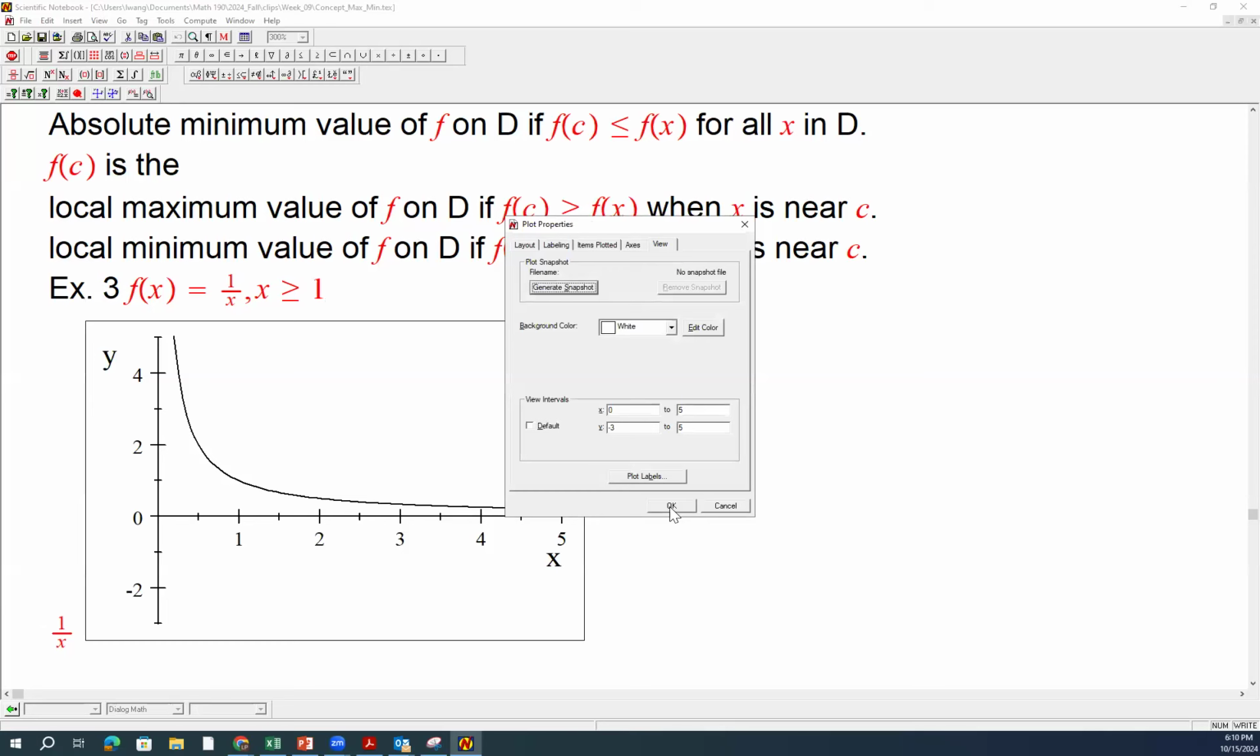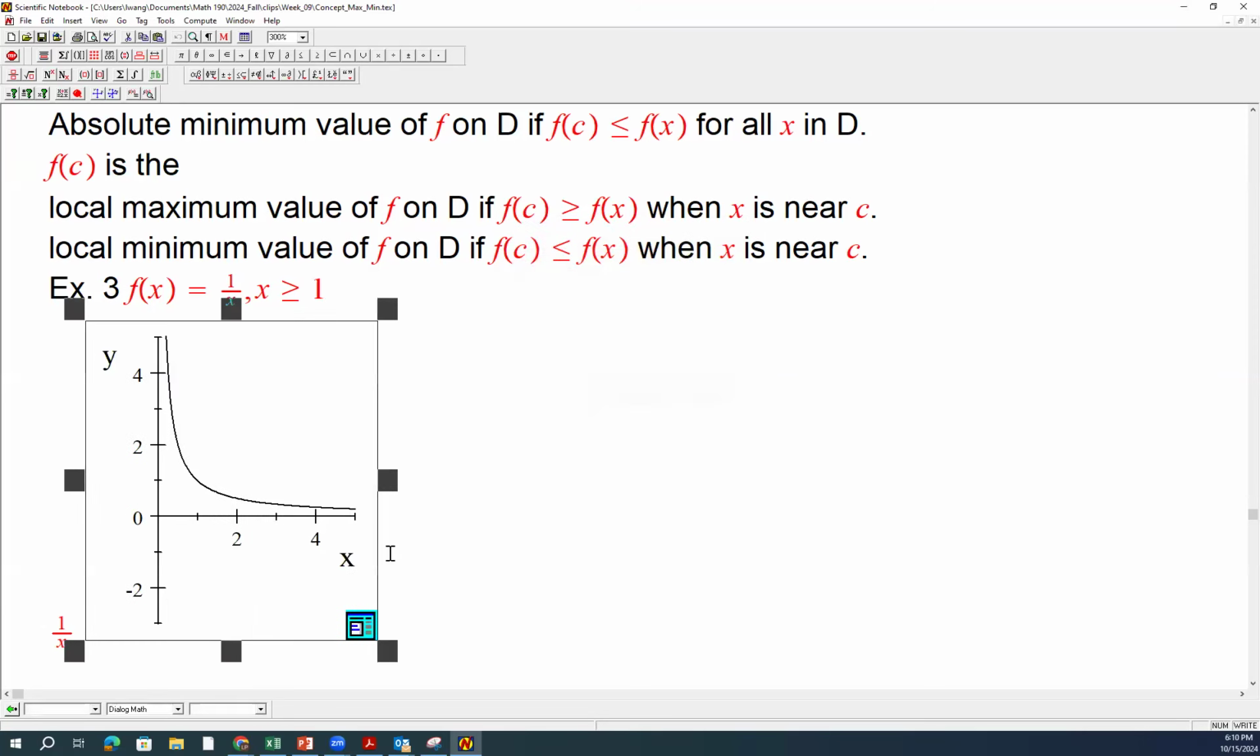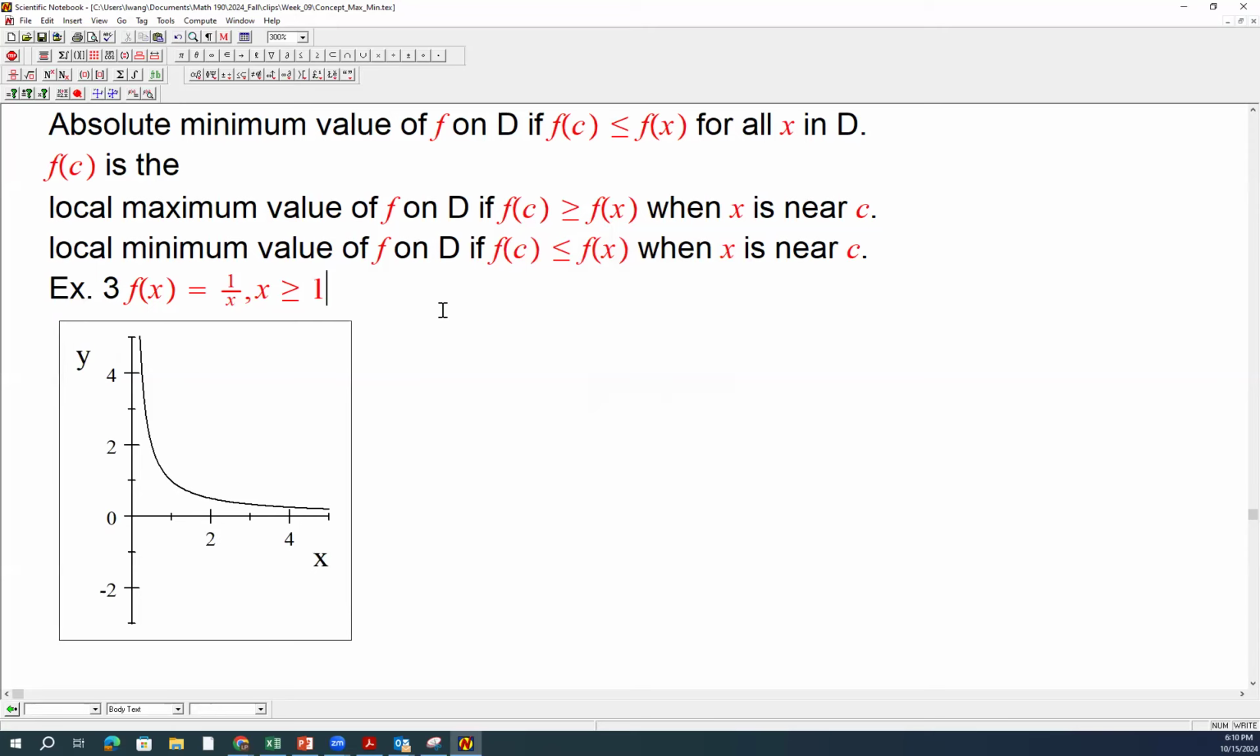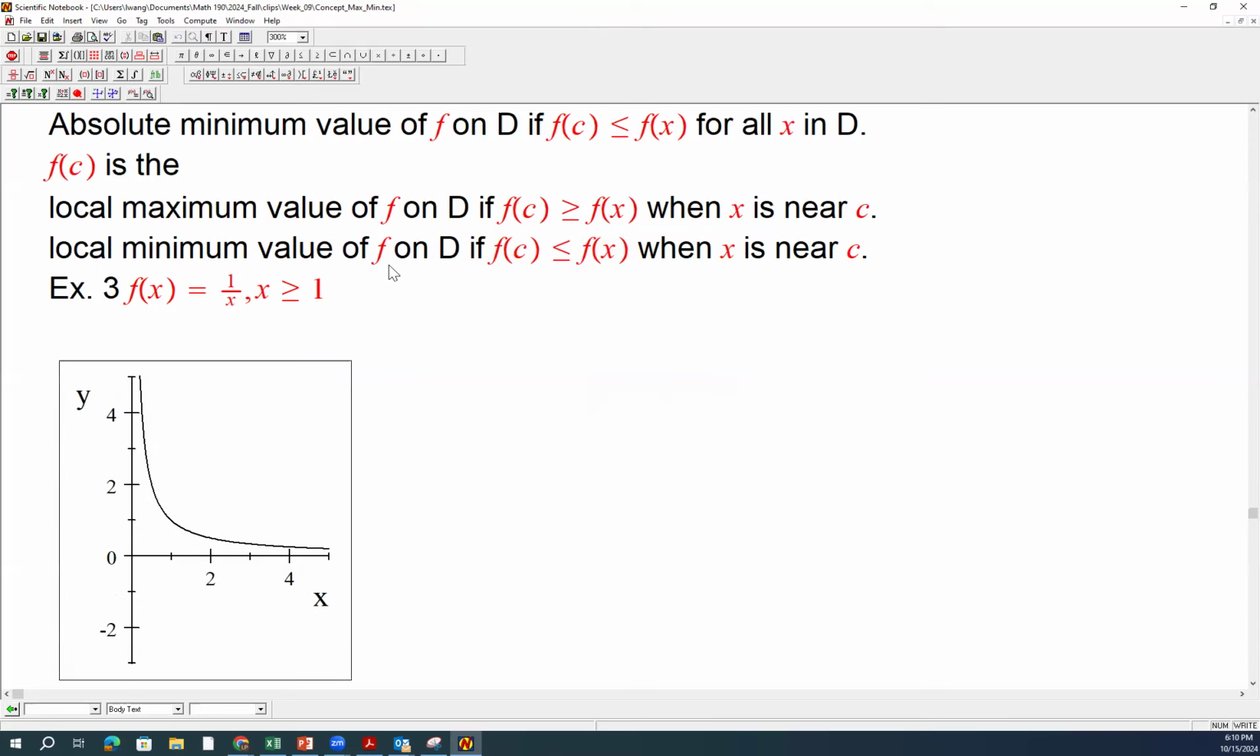We just have this little piece. And when x equals 1, it is in the interval. So when x equals 1, f of 1 equals 1 over 1, which equals 1.